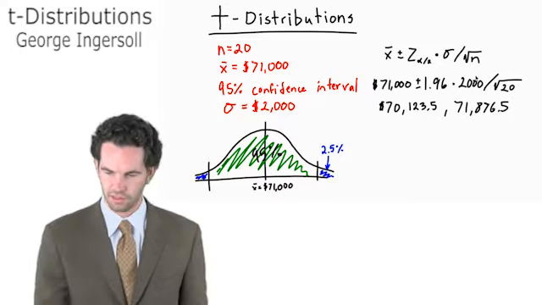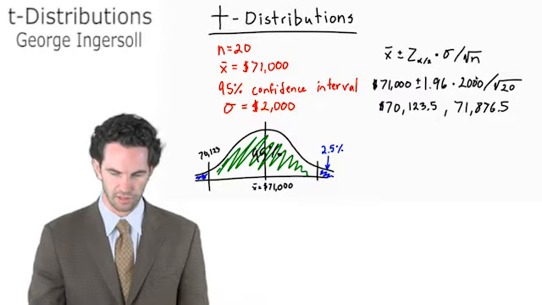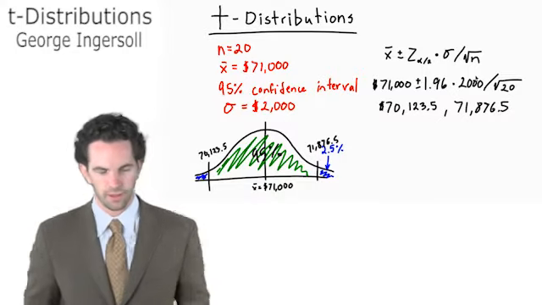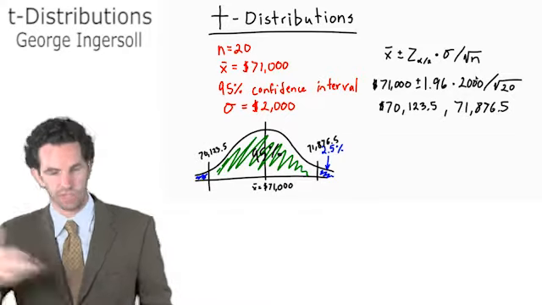So that's 70,123, and this here is 71,876. These are both .5, sorry. Okay, so that is our confidence interval given this problem.